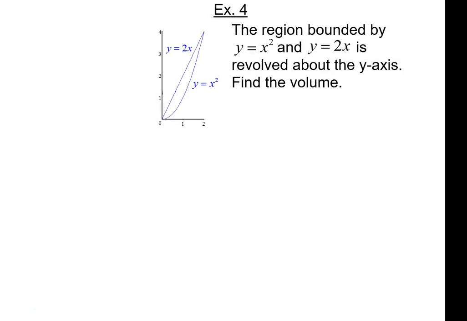Okay, let's look at this figure. We've got the region bounded by the line y equals x squared and y equals 2x. And this time we want to revolve around the y-axis. First of all, get a picture. Make sure you sketch this. So we're looking at the parabola y equals x squared and the line y equals 2x. We want to rotate around the y-axis.